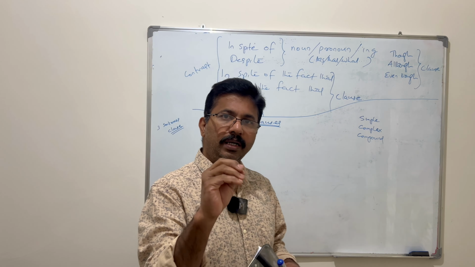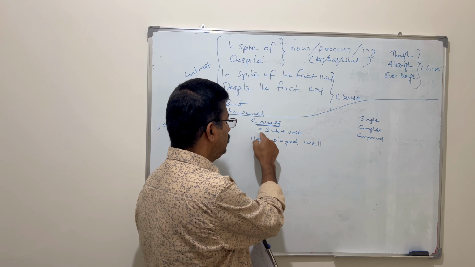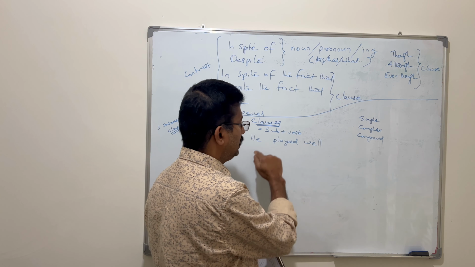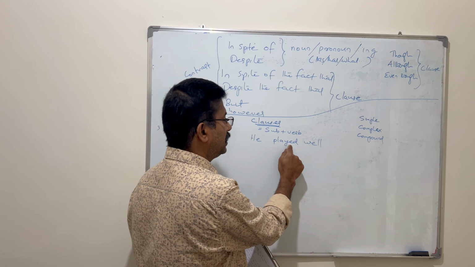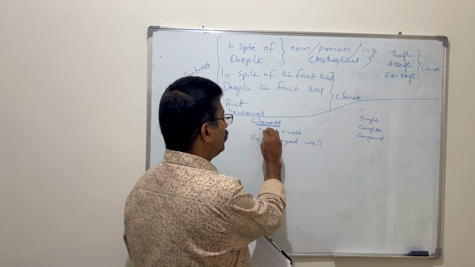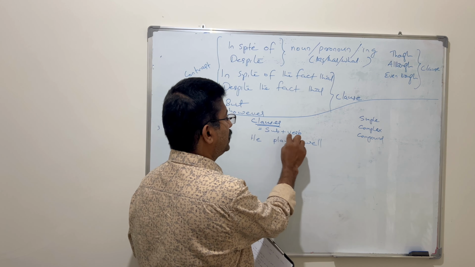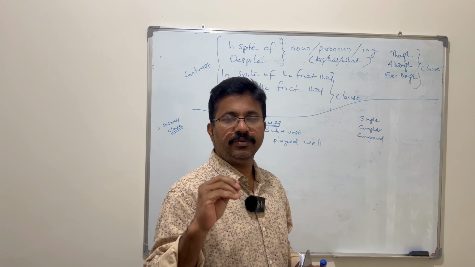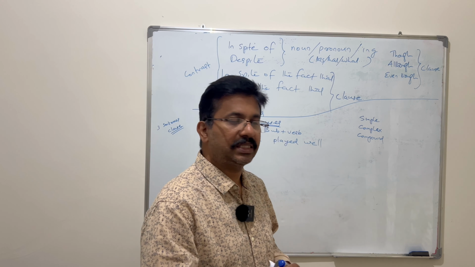For example, he played well. In this example sentence, the subject is he, and the verb is played. So there is a subject and there is a verb. So this sentence is actually a clause. Do you understand? So a clause must have a subject and a verb. These types of clauses make simple, complex, and compound sentences.